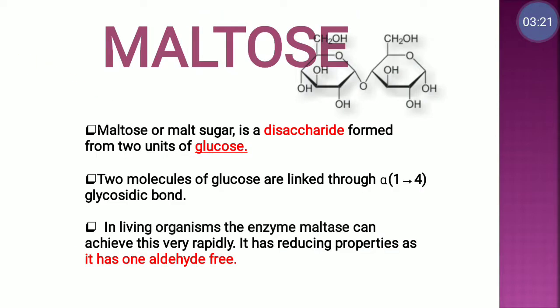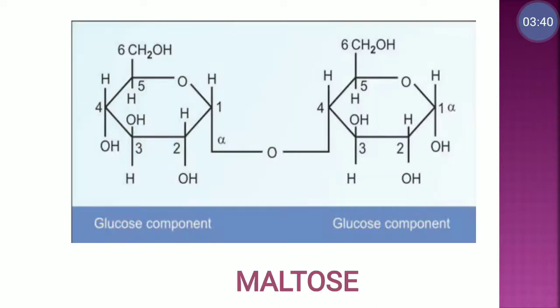So this maltose contains two units of monosaccharide, that is glucose, and the linkage is alpha 1,4 linkage. As I have told, there is one free aldehydic group which can get readily reduced with the help of a reducing agent. That's why it is called a reducing sugar. This is the structure of maltose, which contains two glucose molecules, and attachment is done with the help of a glycosidic bond.